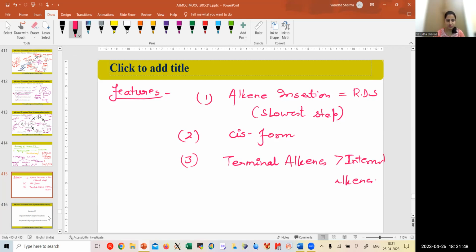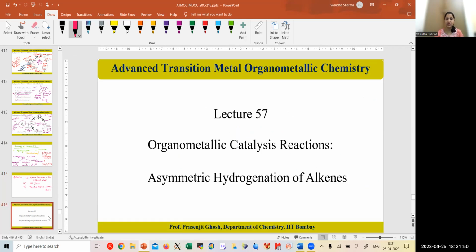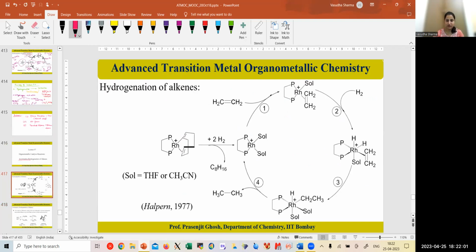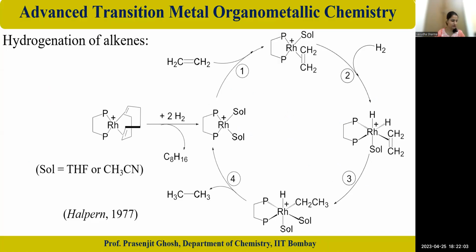Now we will move to lecture 57. Earlier we read about the hydrogenation of alkenes. Now we are specifying that it has to involve asymmetry, that means chirality. So here, I will just zoom it out for you.